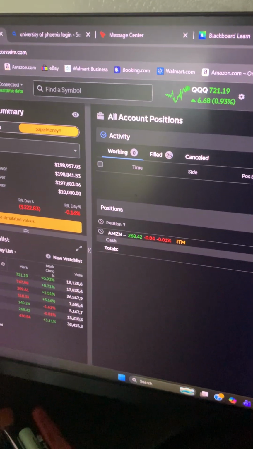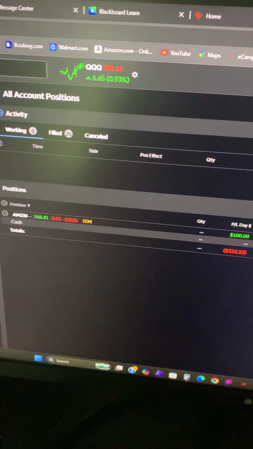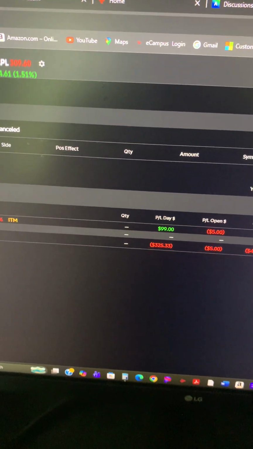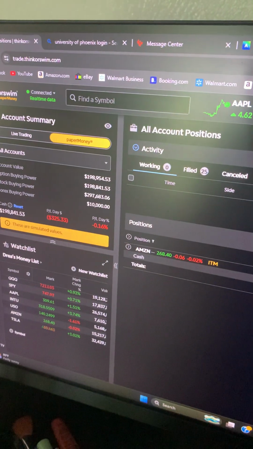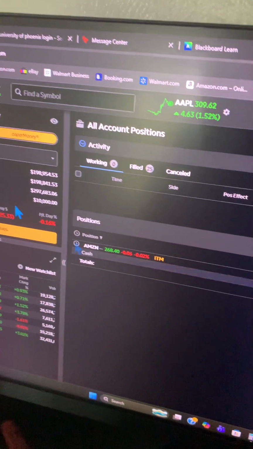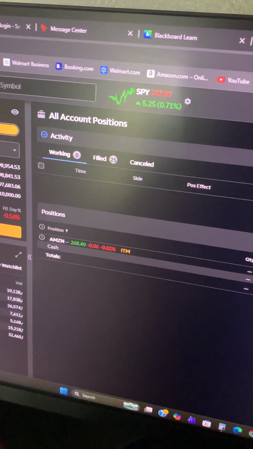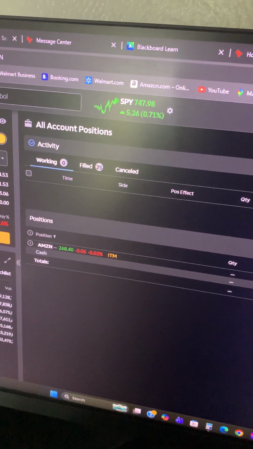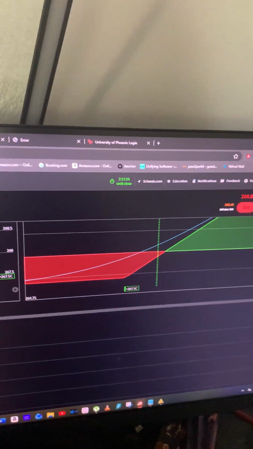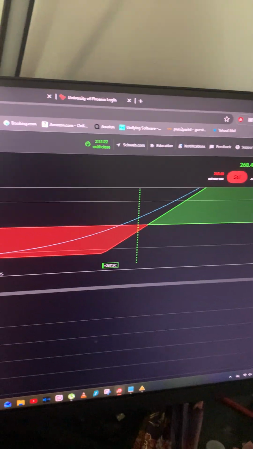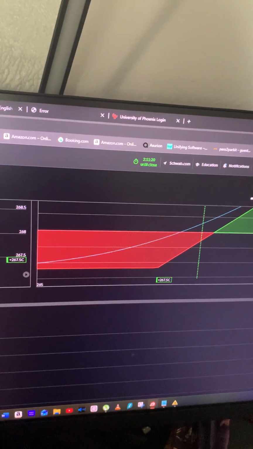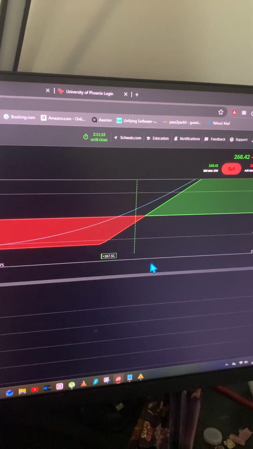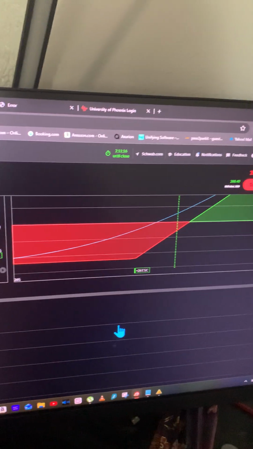Okay, so I want to show you guys this. I'm currently in a trade right now with Amazon. We in the green, but we in the red. So let's open up our... I like this right here, this profit or loss. I purchased a call, so right now we're leaning more towards in the red.